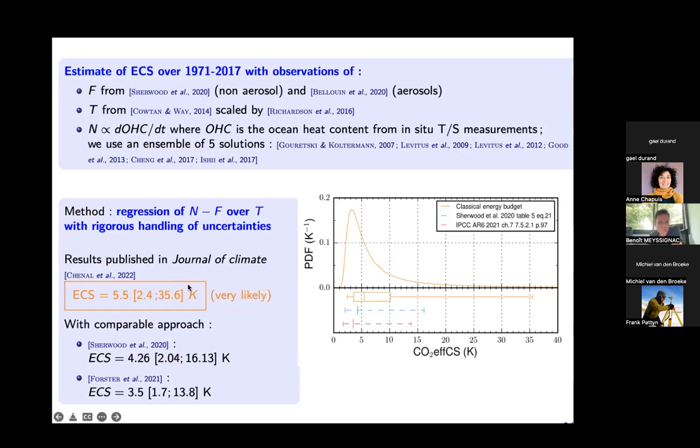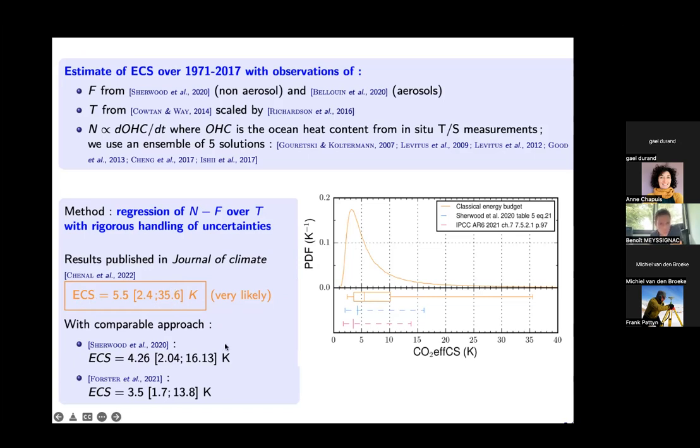So the first thing you see is that we don't have any constraint on the high end of the climate sensitivity. This is because lambda is quite close to zero. When you take the inverse of lambda, the uncertainty on the upper end of lambda gives you something which is exploding in terms of uncertainty on the climate sensitivity.